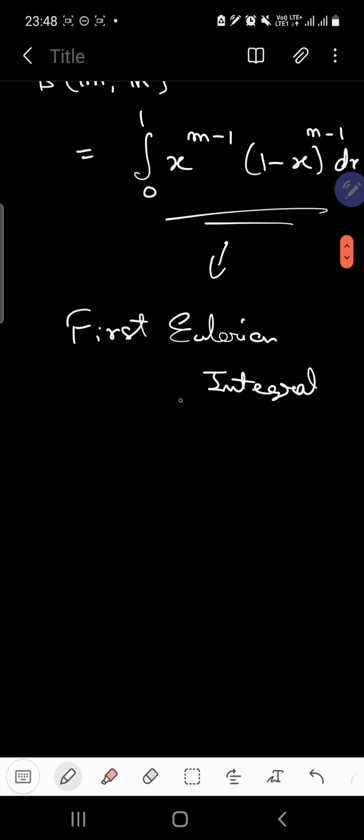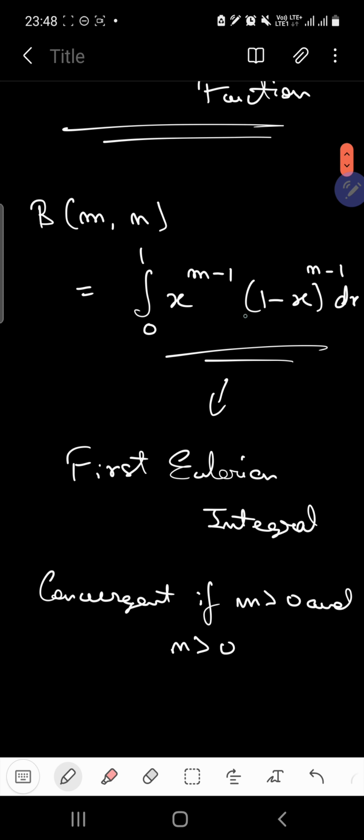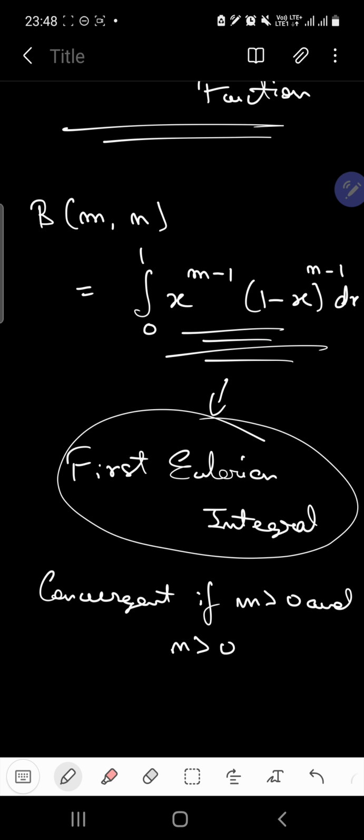And this integral is convergent if m is greater than 0 and n is greater than 0. So when m is greater than 0 and n is greater than 0, this first Eulerian integral is determined as a function of variables m and n, and this function is called the beta function.